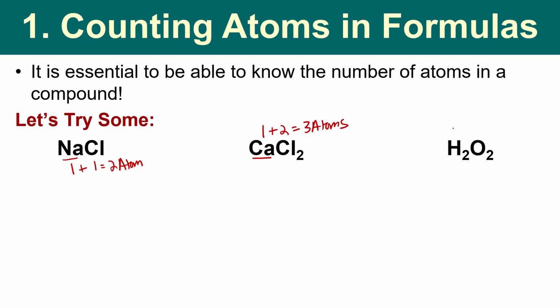And I have 2 hydrogens that are here, plus these 2 oxygens that are there for a grand total of 4 atoms. These are really easy to get your total of the atoms, but of course, it's going to get harder as we go. But let's make sure we've mastered this skill ourselves.